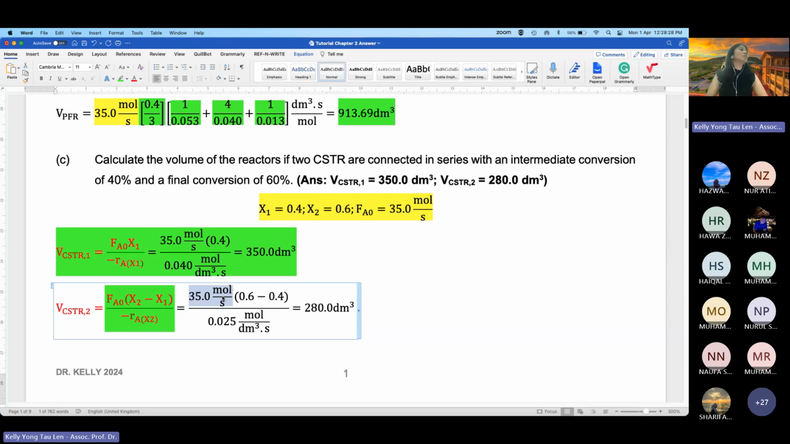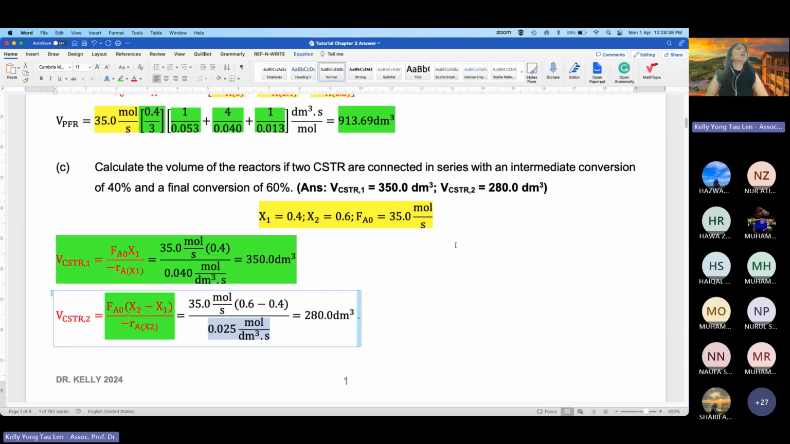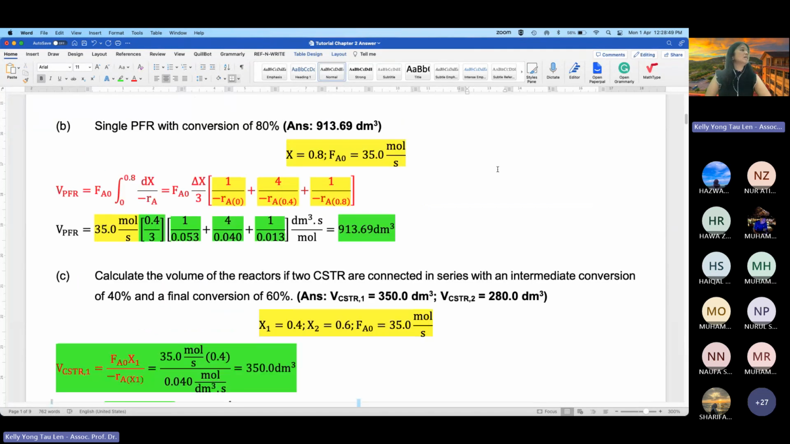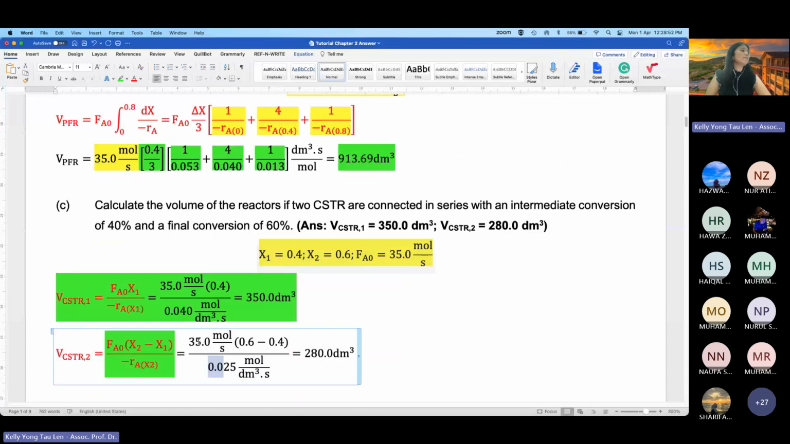Then x2 is 0.6, x1 is 0.4. Okay, so that is from the calculation. And last one, minus Ra at 0.6. So you go up, you check the table at 0.6, my minus Ra is 0.025. So again, I will replace 0.025 for my minus Ra, and you get subsequently the reactor volume as 280 dm cube.